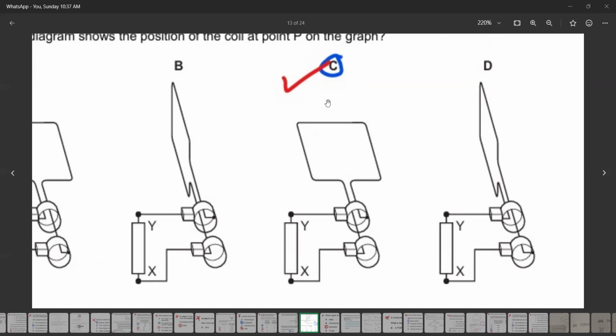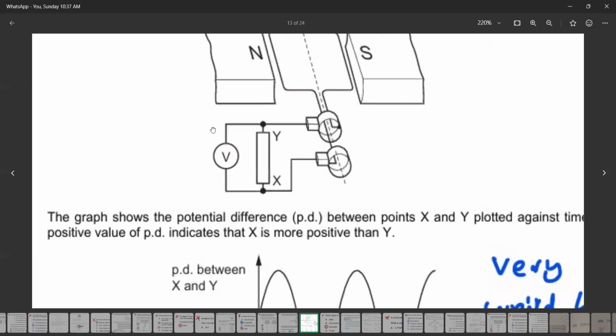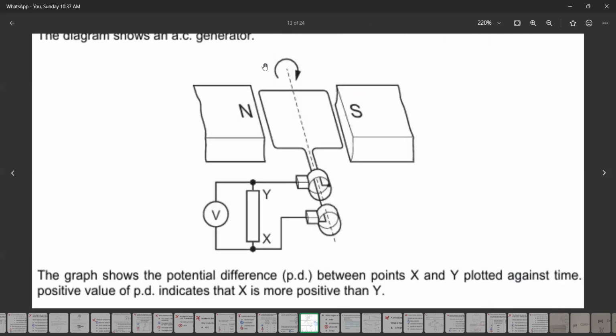Okay, sure, I'll repeat. Look, you have this AC generator and the voltage is positive. The voltage is considered positive when X is plus and Y is minus, and the direction of the current is from X to Y. So if the direction of the current is from X to Y, we call that a positive voltage. And if the direction of the current is from Y to X, we'll call that a negative voltage.